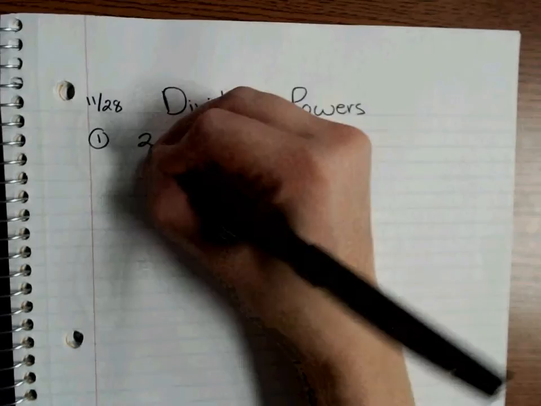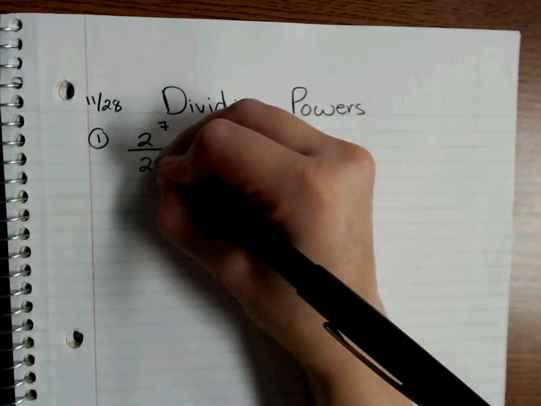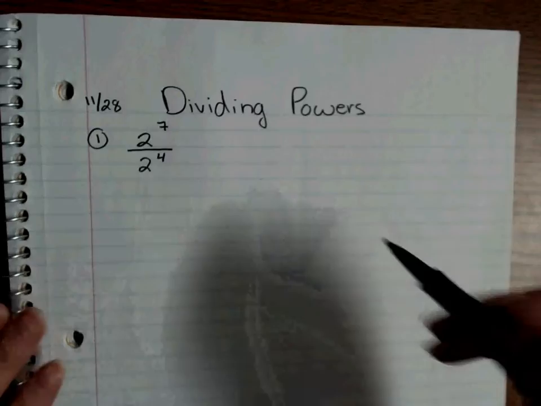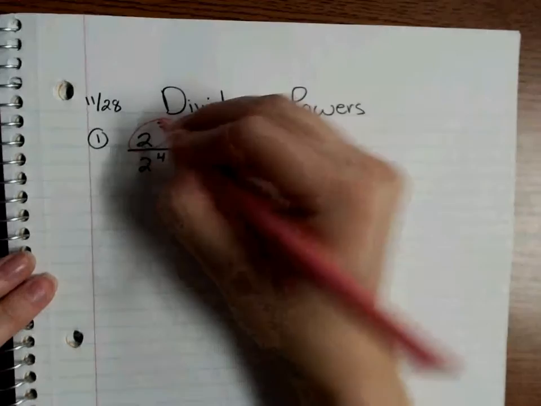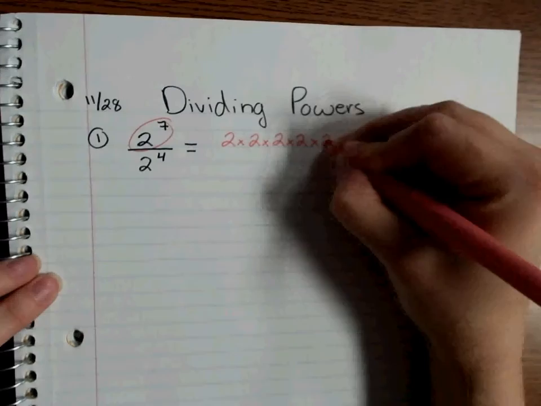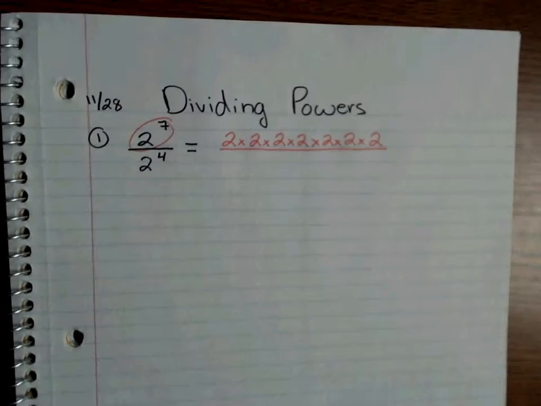All right, so if I have a problem like 2 to the 7th and I'm wanting to divide it by 2 to the 4th, again, if I were to write this all out longhand, that would be 2 times 2 times 2 times 2 times 2 times 2 times 2. So you should have 7 2s for the numerator. And then for the denominator, I should have 4 2s. So 2 times 2 times 2 times 2.